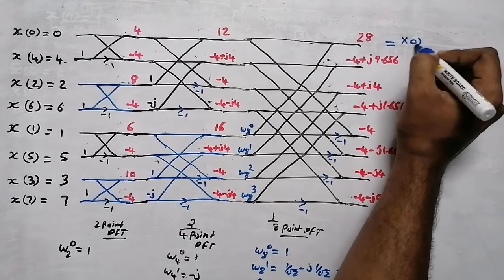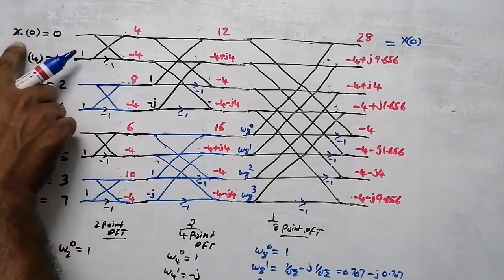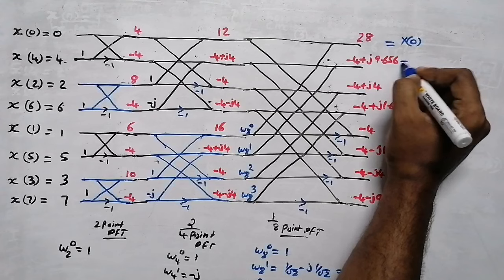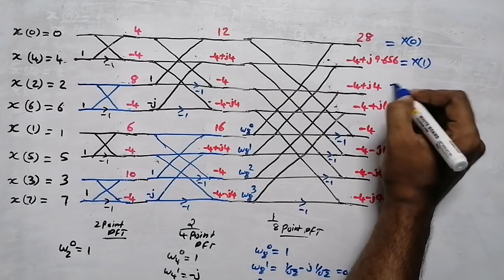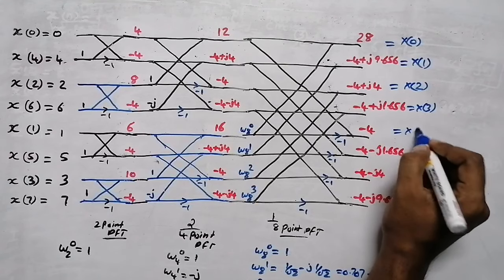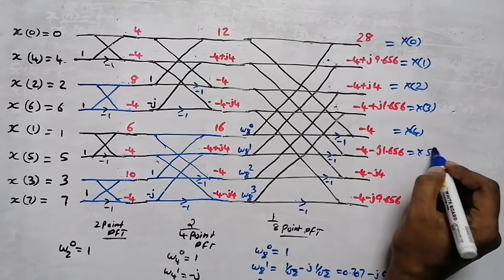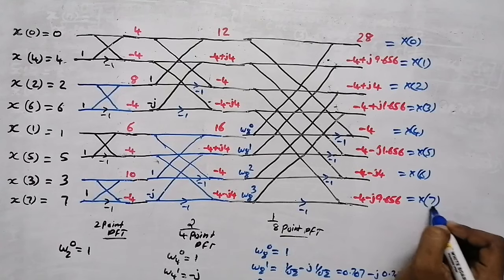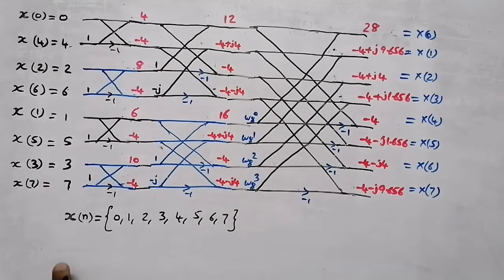Now write the sequence. So this is our X of 0, capital X of 0. Here it was smaller x, that is time domain. Here it is frequency domain, so we need to write capital values. X of 0, X of 1, X of 2, X of 3, X of 4, X of 5, X of 6, and the final value is X of 7. This was the time domain signal that was given in the question, small letter x of n. We converted that into frequency domain, that is capital X of k.